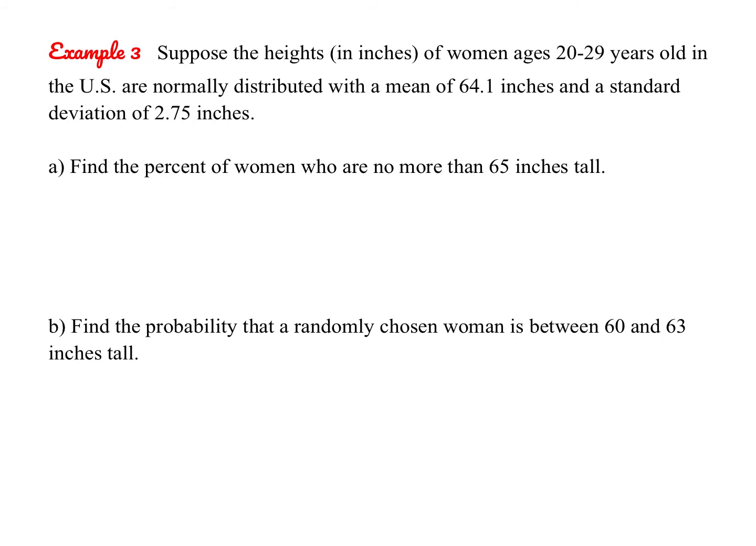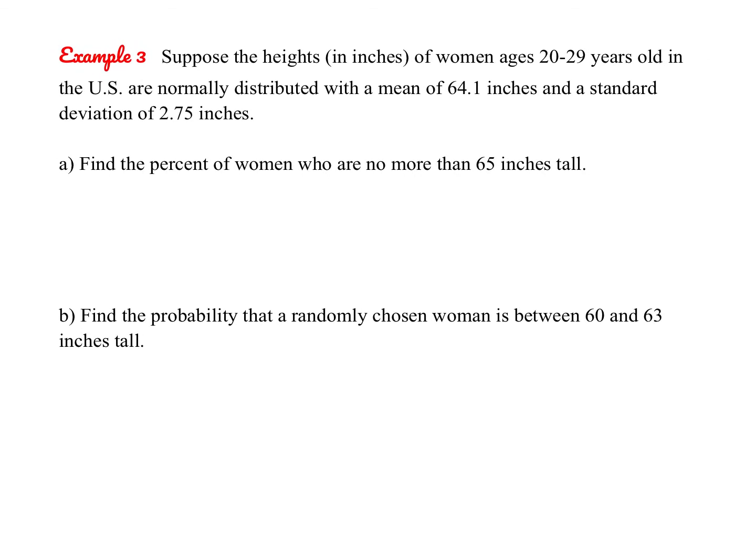All right, so let's see if we can give one of these a try. Here we have the heights in inches of women from 20 to 29 years old in the U.S. are normally distributed. That is an important fact to know, with a mean of 64.1 and a standard deviation of 2.75. So they want the percent of women who are no more than 65 inches tall, so 65 inches or shorter. If you notice, if you start at your mean and you add 2.75, 65 is somewhere in between, so that's not exactly a standard deviation away.